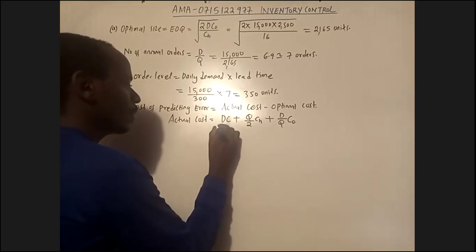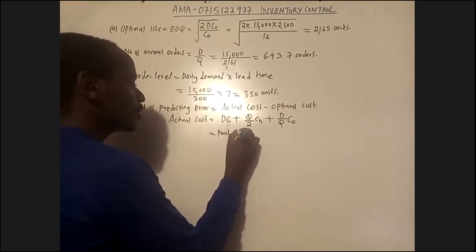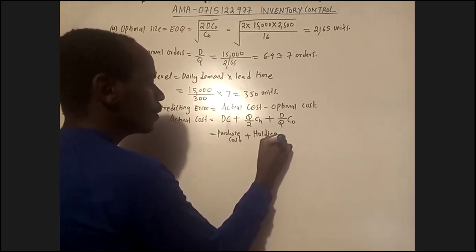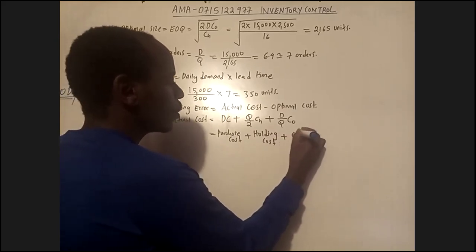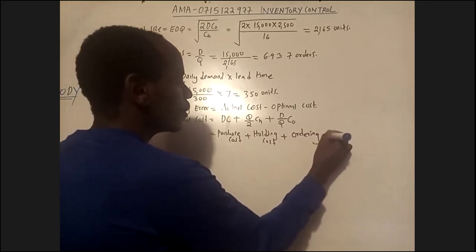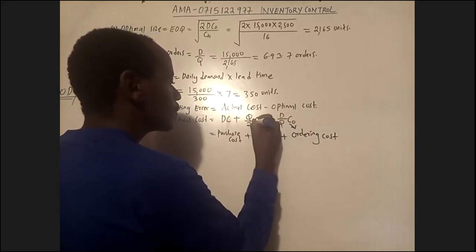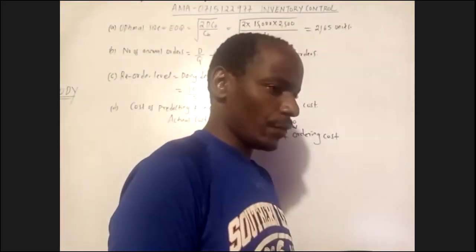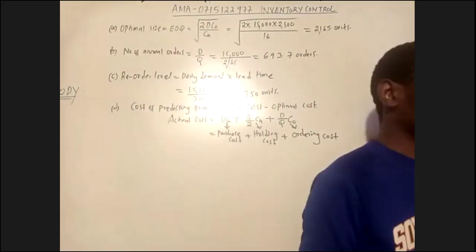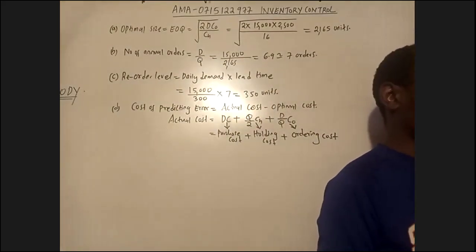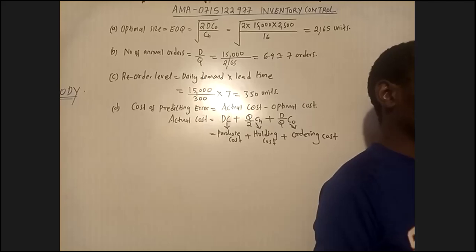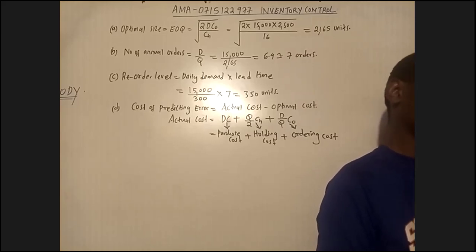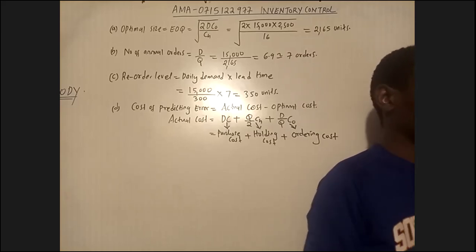So hii nika kusema purchase cost plus holding cost plus ordering cost. Ndio hizo zinakaa hivyo. So for you to get actual cost, it is equals to DC, which is the purchase cost, annual demand times purchase price, plus holding cost, Q over 2 CH, plus D over Q CO.